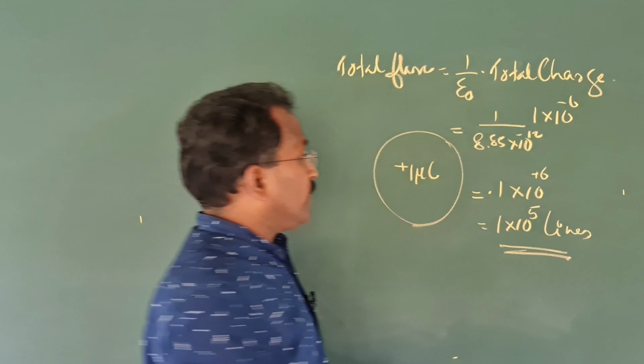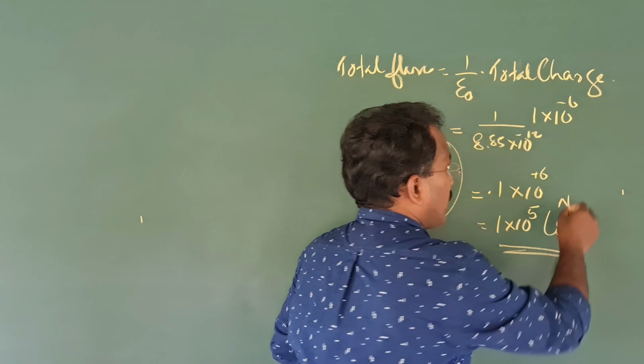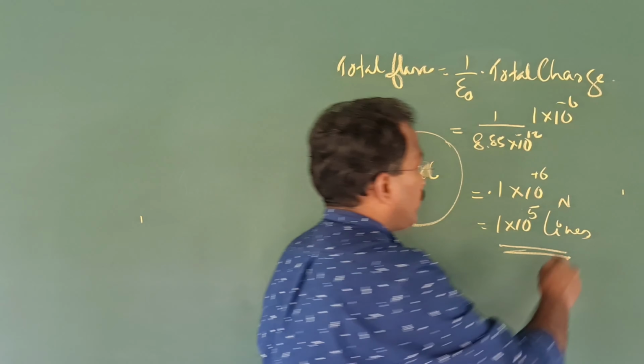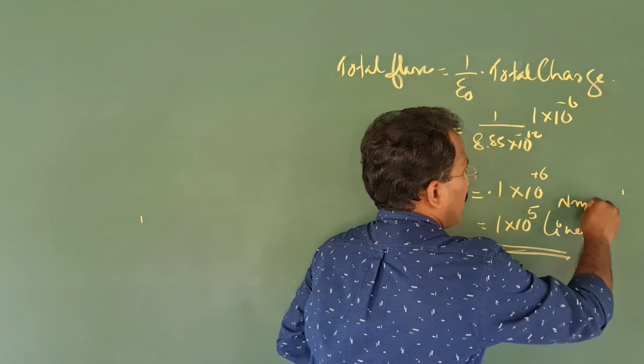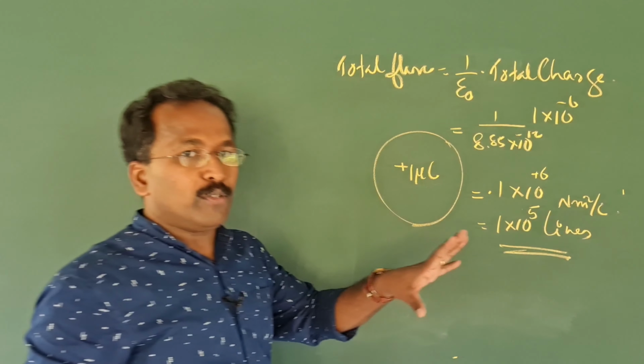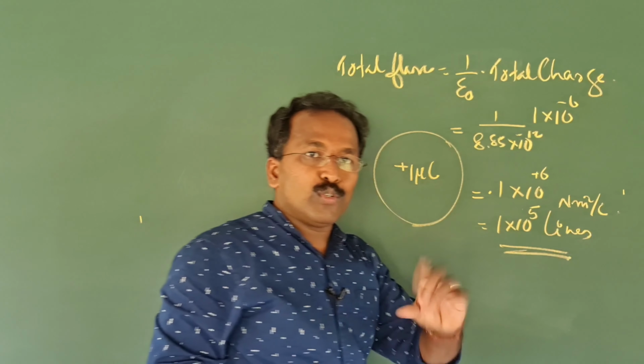But remember, the unit of electric flux is Newton. Tell me, what was that unit? Newton meter square per coulomb. That was the unit. But this is the idea we use.